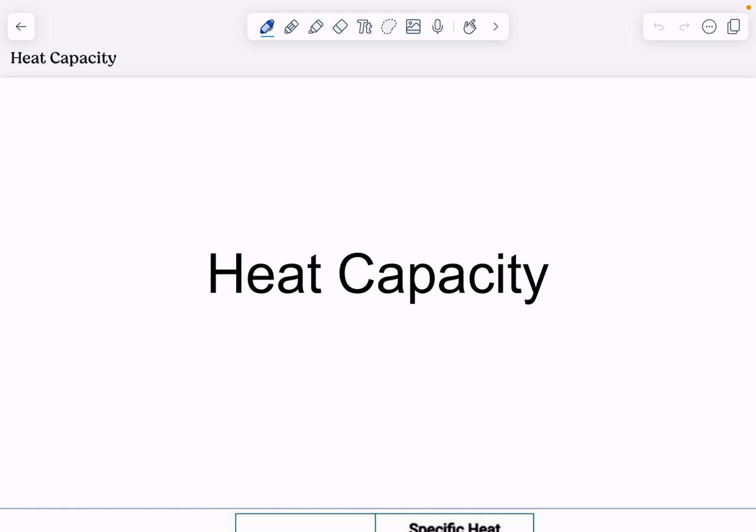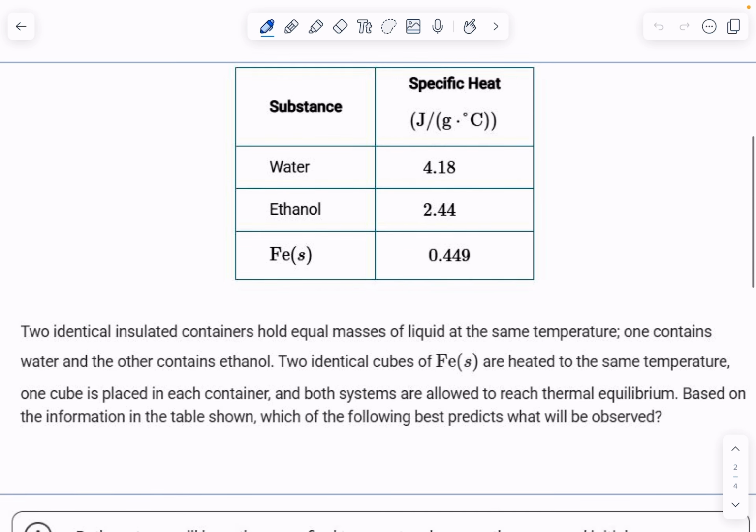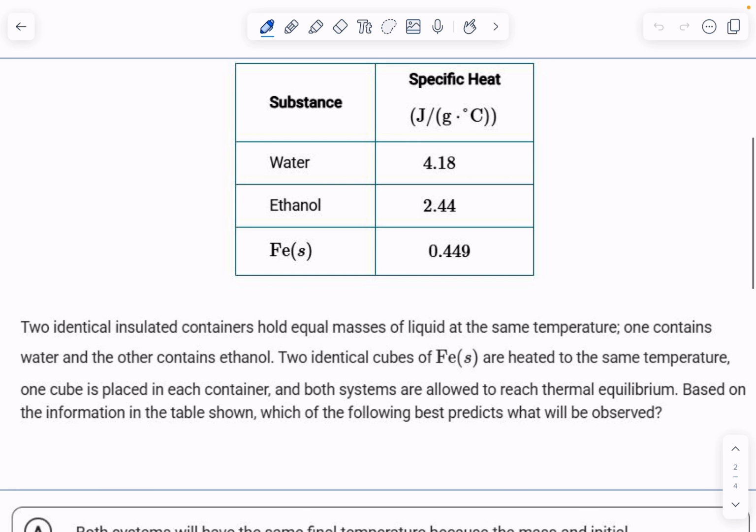All right, guys, in this video, we're going to be covering heat capacity as our topic, and I think we got a multiple choice and short answer question. So the first one is multiple choice. We have some data about water, ethanol, solid iron, and we have some heat capacities.